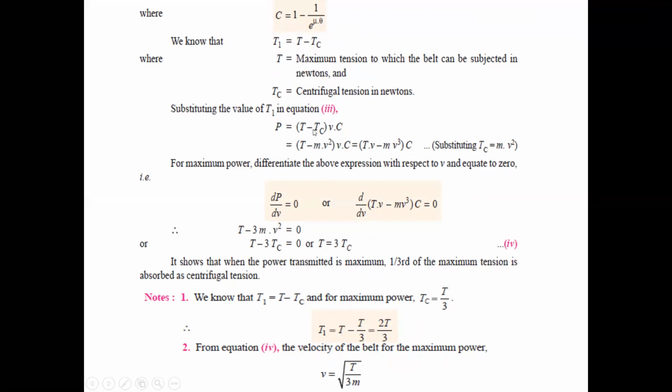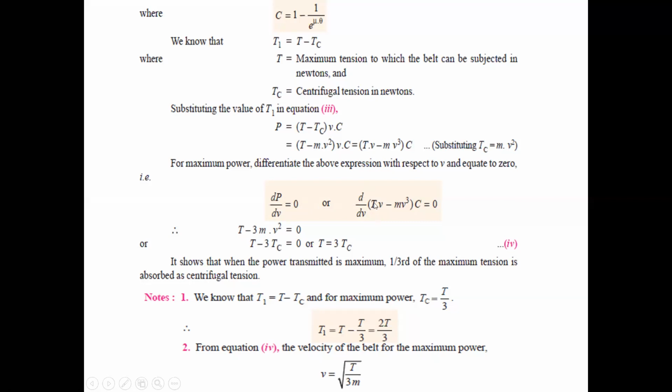Now Tc, that is the centrifugal tension, as already told, is mv squared. Substituting this in the equation, P equals T minus mv squared, into V into C. So P equals TV minus mv cubed, into C. For maximum power, we differentiate the above equation with respect to V and equate it to 0, so dP by dV equals 0.